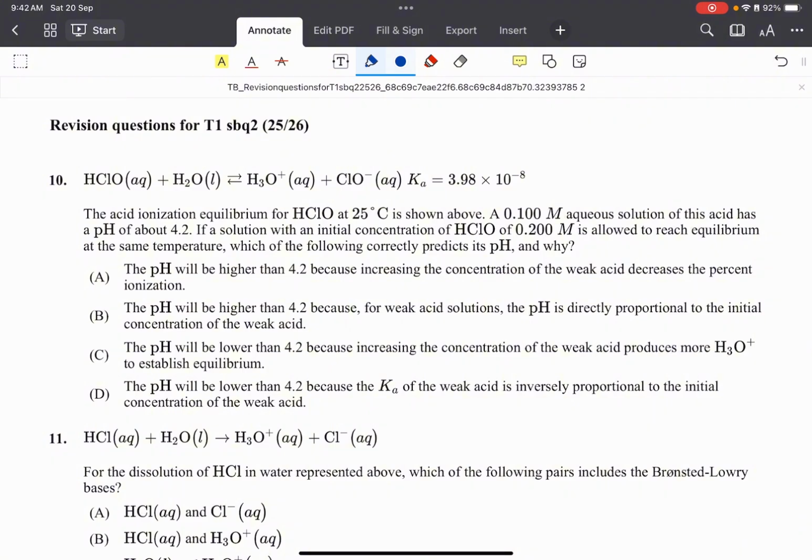Next, HClO, that's a weak acid, ionizes to produce a conjugate base. Okay, so also the Ka shows that this is a weak acid. The acid ionization equilibrium is shown above. An aqueous solution of this acid has a pH of about 4. It's a weak acid again. For a solution with an initial concentration, let's pause here. They started with 0.1. So at 0.1 molarity, the pH was 4.2.